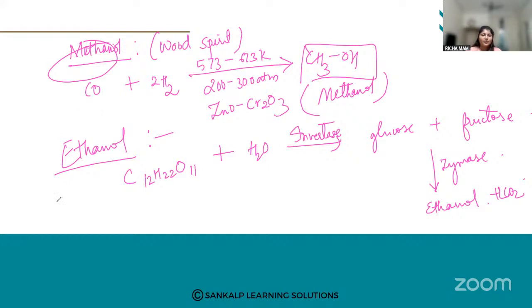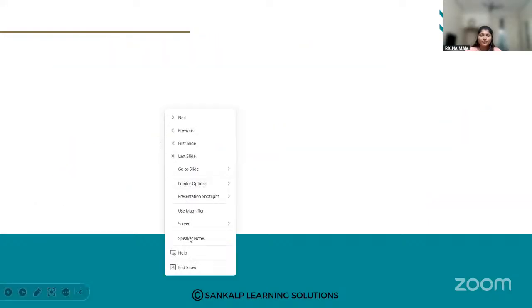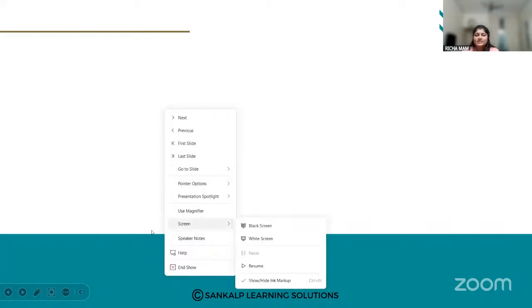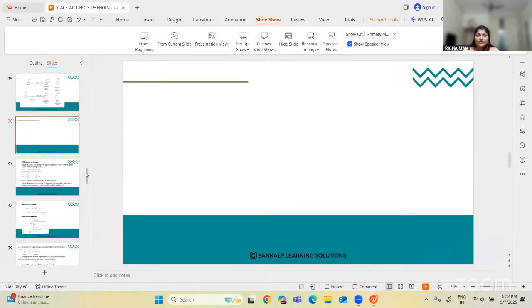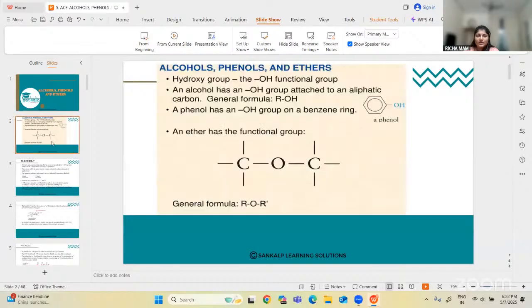Is it clear? So this completes the chapter, alcohols, phenols, and ethers. What all things have we discussed from this complete chapter? First we discussed the definitions of alcohols, phenols, and ethers. What are these called as alcohol? What is the meaning?